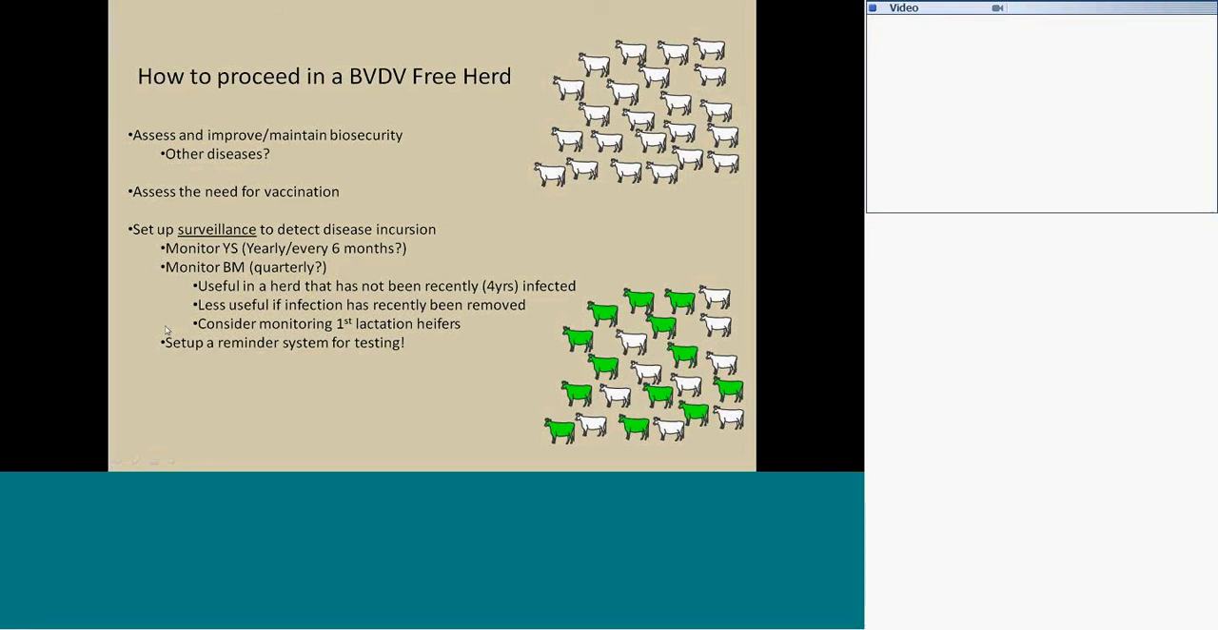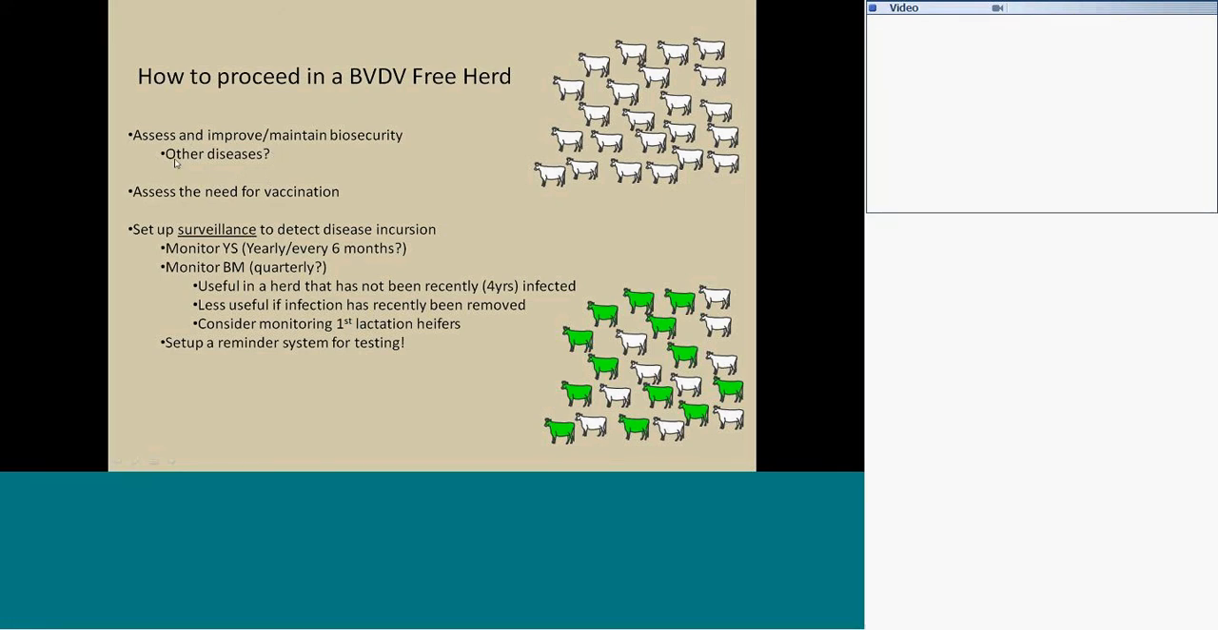The herds that we often forget to talk enough about are our BVD-free herds, and as Fraser said earlier, in some of the areas of the country, we'll have 50% of herds that are BVD-free. So we need to make sure we protect these herds properly. So it's all about assessing, improving and maintaining biosecurity. And this might be your chance to start to look at other diseases as well. If you're BVD free, there's always something else that you need to worry about.